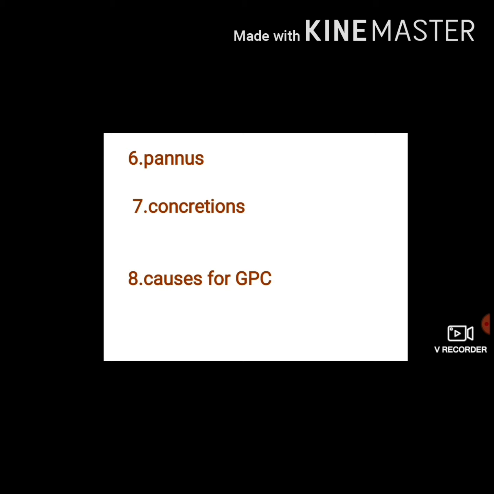This is about pannus. Coming to concretions. Concretions are nothing but hard-looking whitish deposits seen on the tarsal or palpebral conjunctiva. The size varies from pinpoint to 2 mm, and it is due to accumulation of dead epithelial cells and mucus in the glands of Henle. The treatment includes a little hot fomentation, which can liquefy the secretion, or it should be removed with a needle.